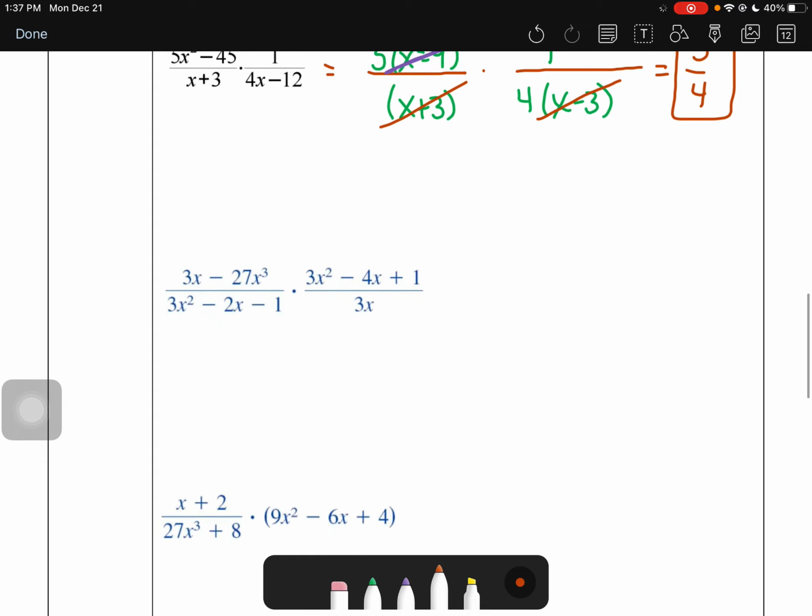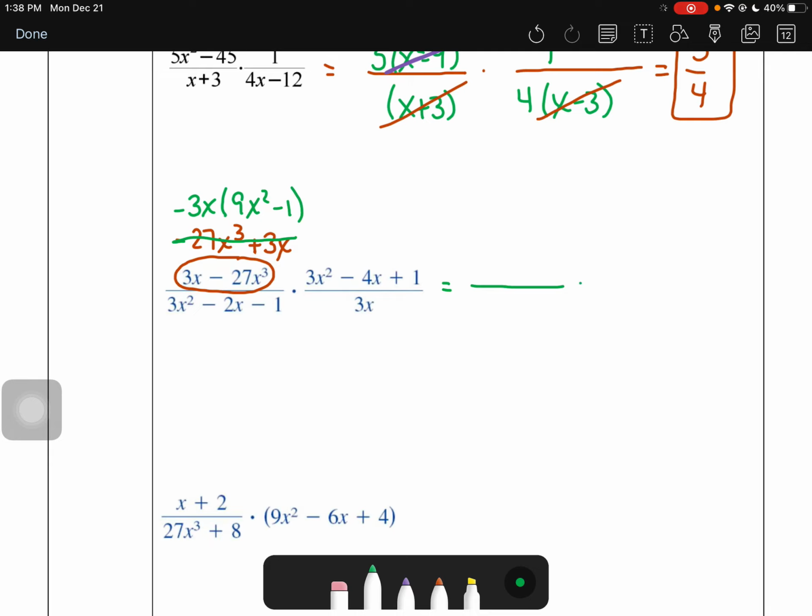In the next example, we want to make sure that we are simplifying first. So what I would do is rearrange this to put my negative 27x cubed first, and then my 3x, so that I have it in standard form. I'm going to divide by negative 3x as my greatest common factor. So negative 27 divided by negative 3 would be 9. X cubed divided by x would be x squared. 3x divided by negative 3x would be minus 1.